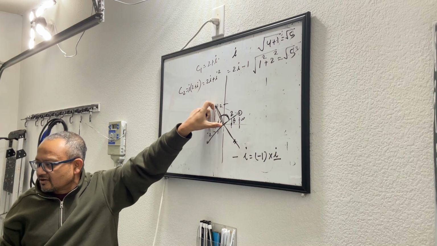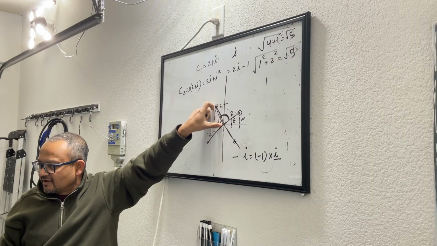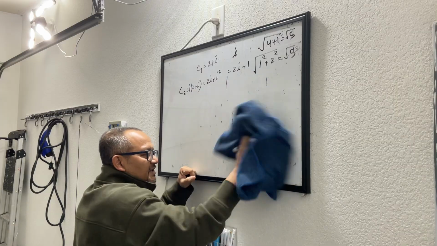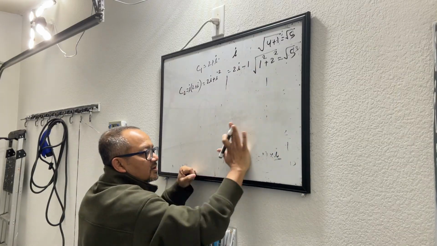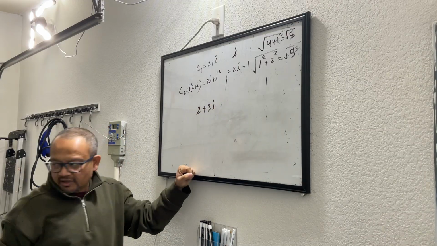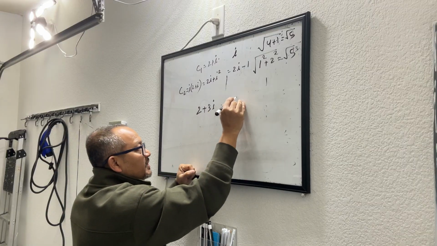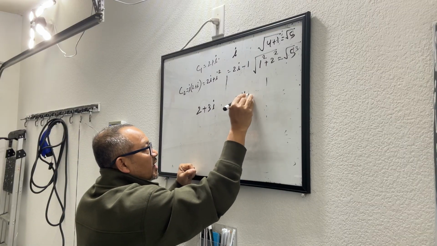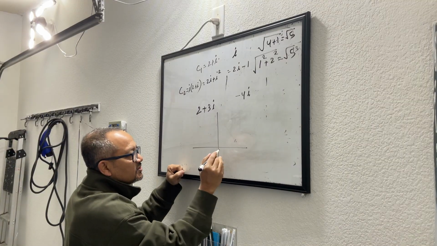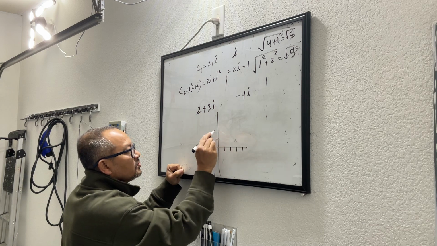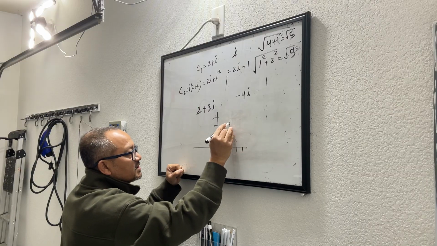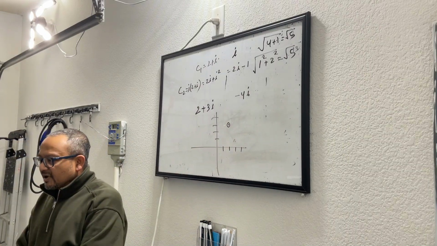Does it sound okay or not okay? Now, think about it. Let's say I have a complex number 2 plus 3i. I want to multiply that by minus 4i. What will happen? Let me give you a situation here. This is 1, 2, 3, 4, 1, 2, 3, 4. This is where my complex number 2 plus 3i is. It's here. I'm trying to multiply that by minus 4i.